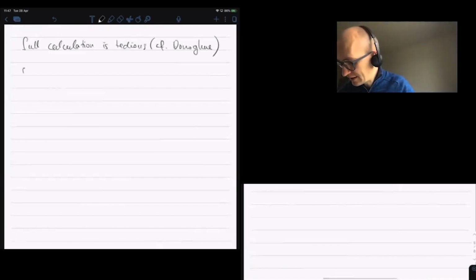So let me first give you the schematic answer that will tell us how to distinguish between these long range effects and the short range effects. And then let's go into the kind of diagrams that contribute. So I'll write it here anyway. The full calculation is tedious, so see this paper or these papers by Donoghue. I think this is how you write his name, Donoghue. Schematically, what happens?